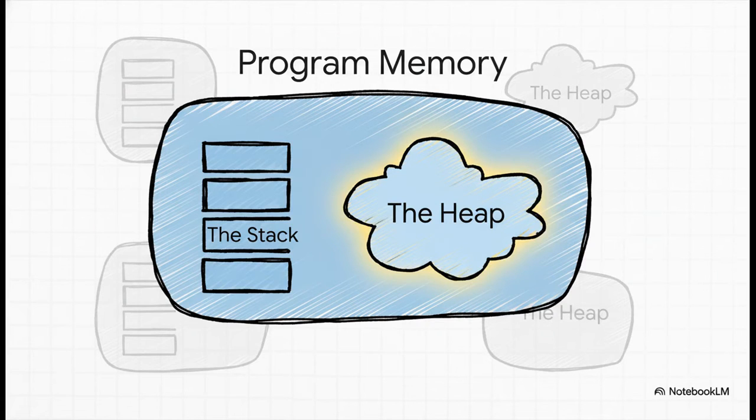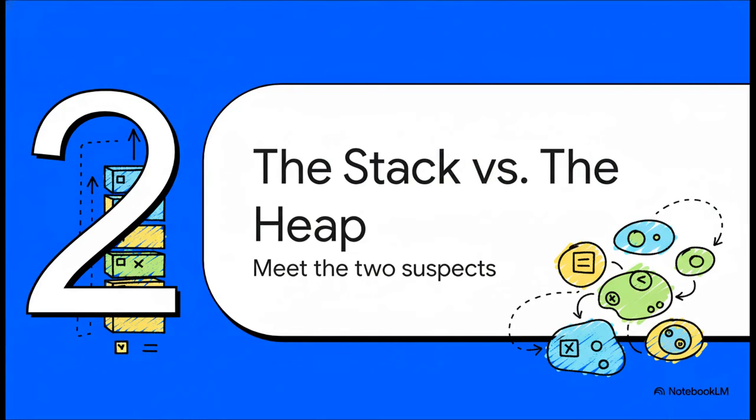And like I said, this memory map is organized. It's got different neighborhoods, different regions for different things, but for our car mystery, we only really need to care about two of them. You can think of them as the fast-paced downtown area called the stack, and this huge sprawling warehouse district called the heap. These two places, the stack and the heap, are where all your data ends up living. But they work in completely different ways, and understanding their jobs, well, that's the key to cracking this whole case.